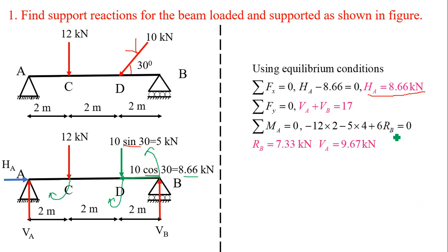So solving this equation, we get VB or RB as 7.33 kilonewton. Substituting over here, we get VA equals 9.67 kilonewton. So in this way we have determined the three unknown reactions HA, VA and VB or RB.